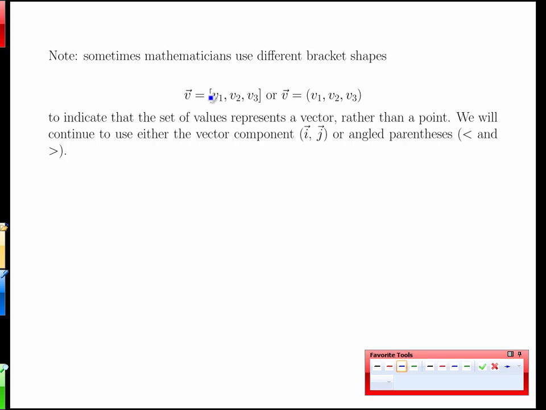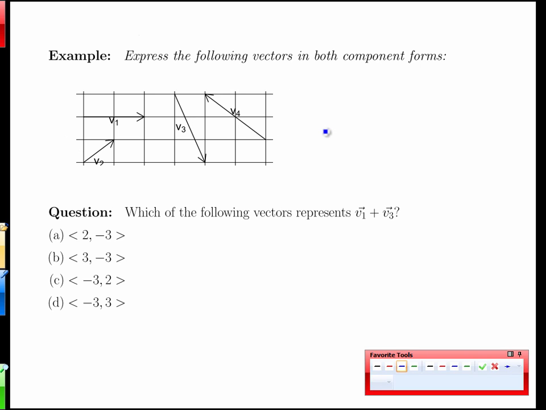All right. Other textbooks may use different notation for this. We're going to try to stick with angle brackets to make it as clear as possible, or explicitly say i with a vector, j with a vector. All right. So let's take a look at some vectors and see how they might be represented.